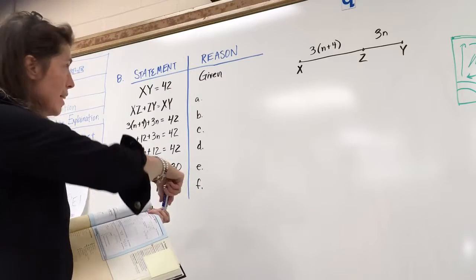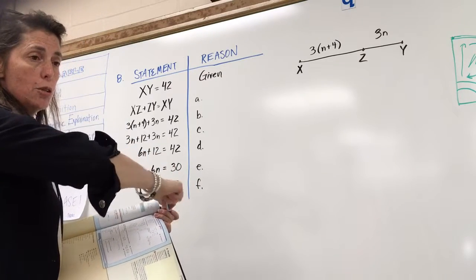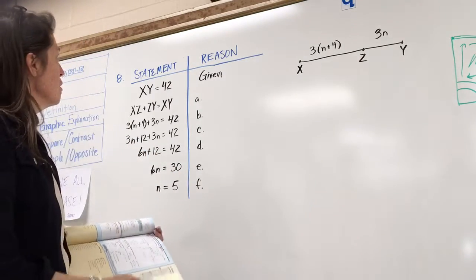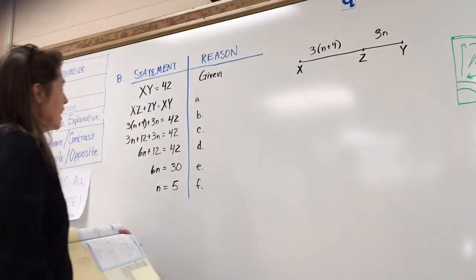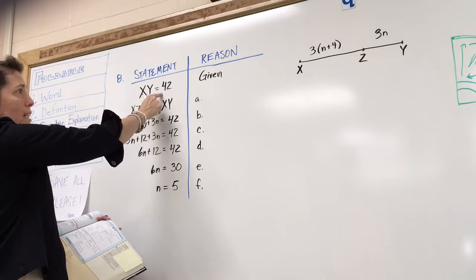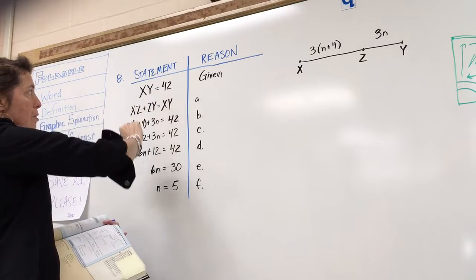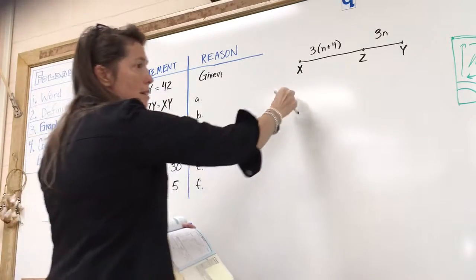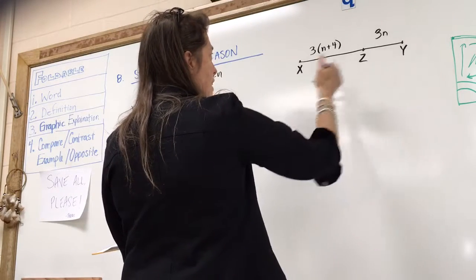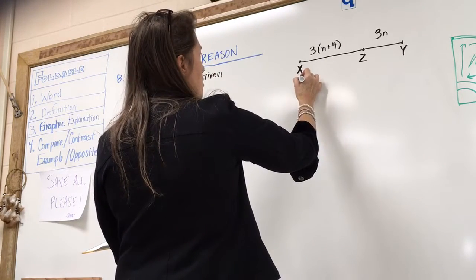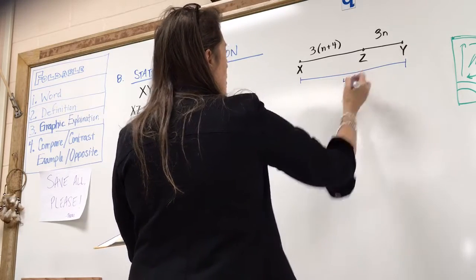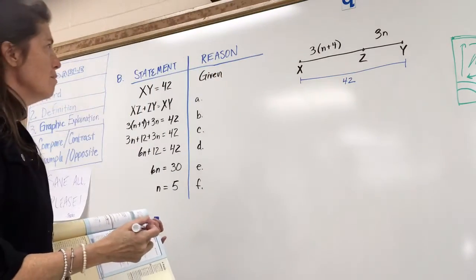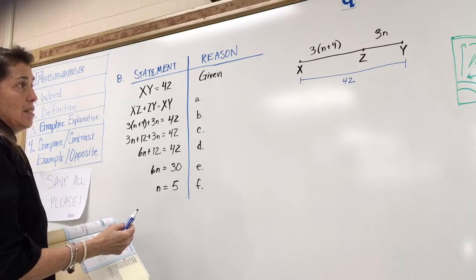117. All right, this is the introduction to proofs. Remember, we have statements and then we have reasons. So number 8 is saying XY equals 42. So over here, XY equals 42. So we know the end length. So we are going to try and solve for n.